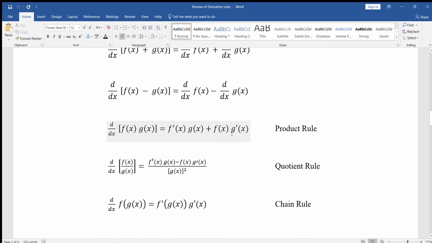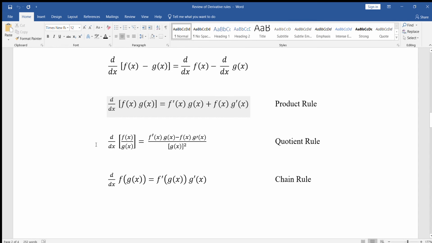The next rule is sometimes called the product rule. If I have two of those functions that are multiplied, the way I remember the product rule is: it's going to be the derivative of the first function times the second, plus the first function times the derivative of the second. That's the order in which I have it memorized, and that's called the product rule.